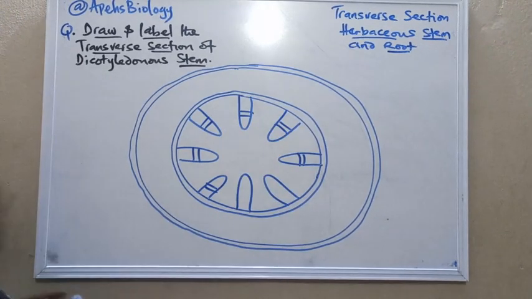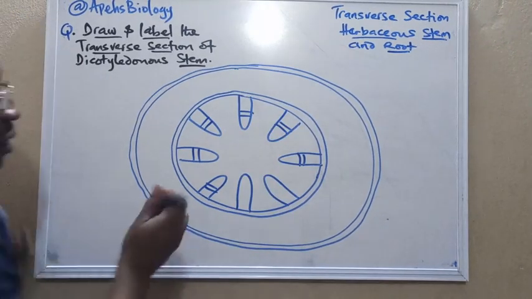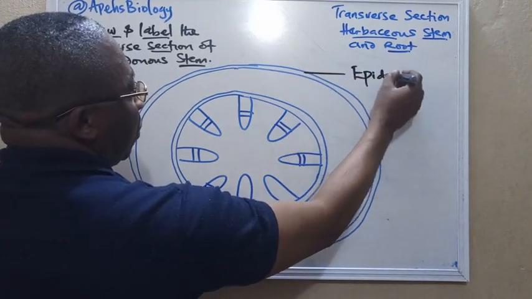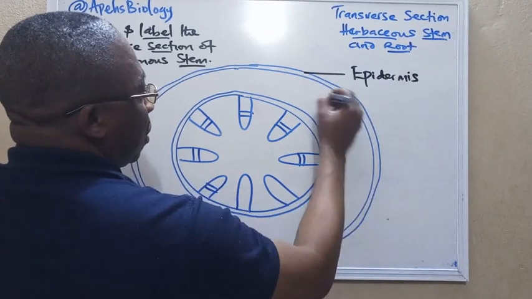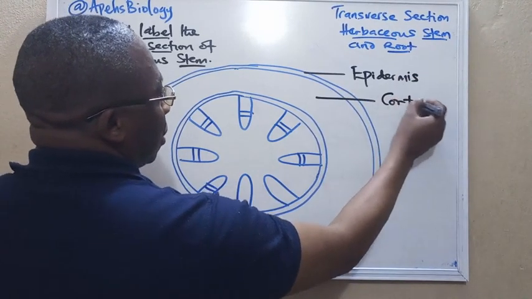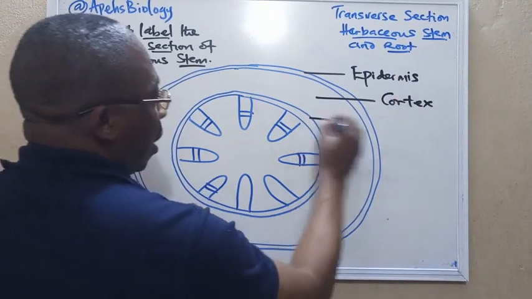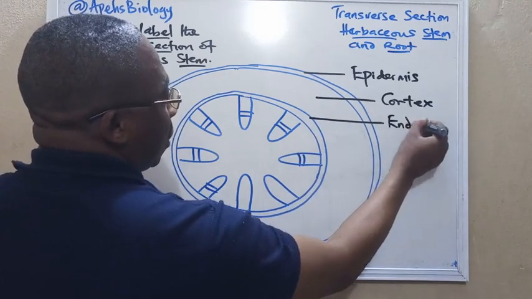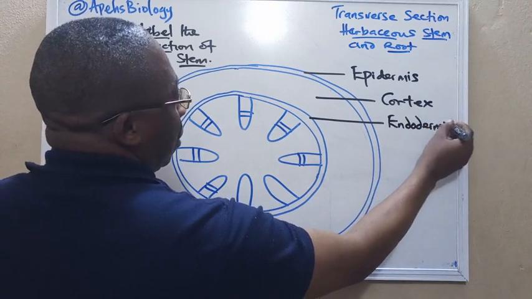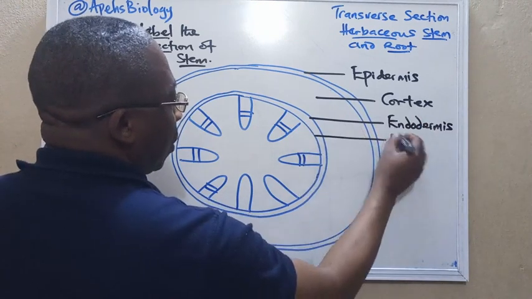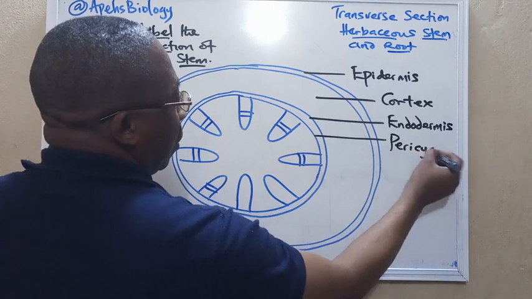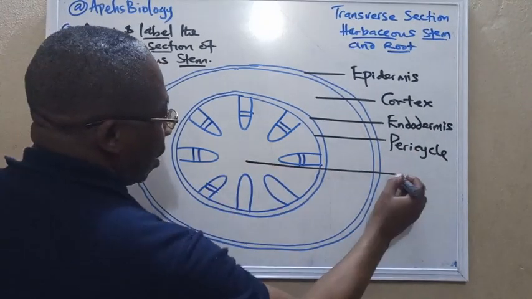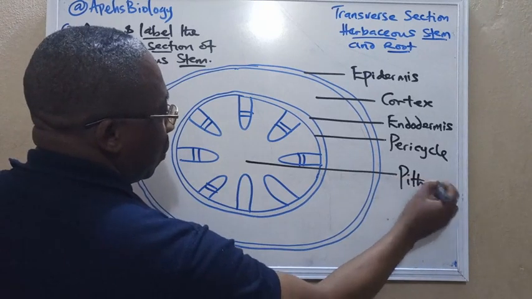And that's the end of the diagram. In labeling, this becomes the epidermis. That's the epidermis. This area is known as the cortex of the stem. And this outer ring is called the endodermis. Then the inner one is called the pericycle. All right, that's the layers. Then the space here in the center is called the pith.